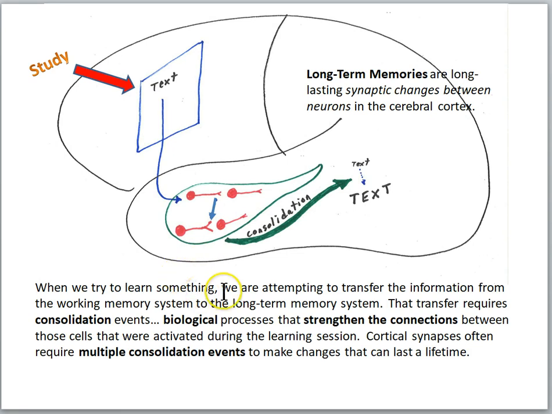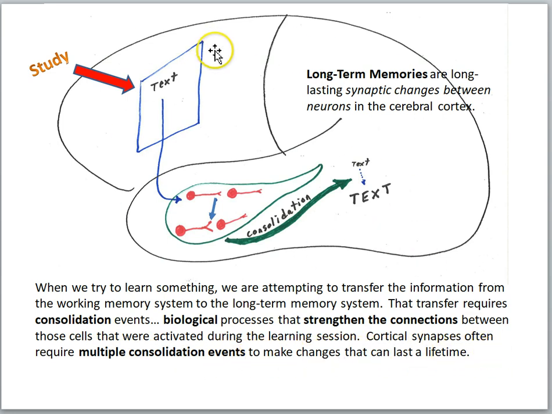So when we try to learn something, we are attempting to transfer the information from the working memory system to the long-term memory system. And that transfer requires consolidation events, biological processes that strengthen the connections between those cells that were activated during the learning session. Cortical synapses often require multiple consolidation events to make changes that can last a lifetime.